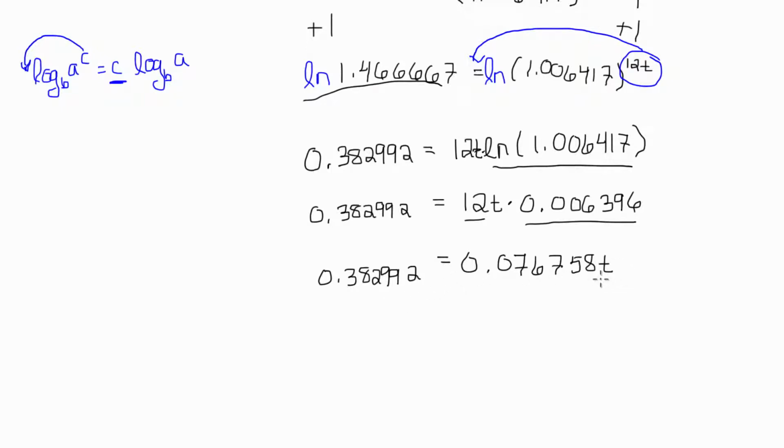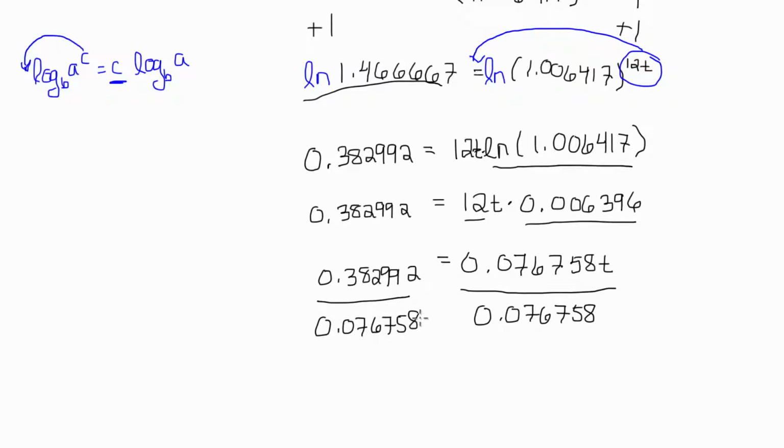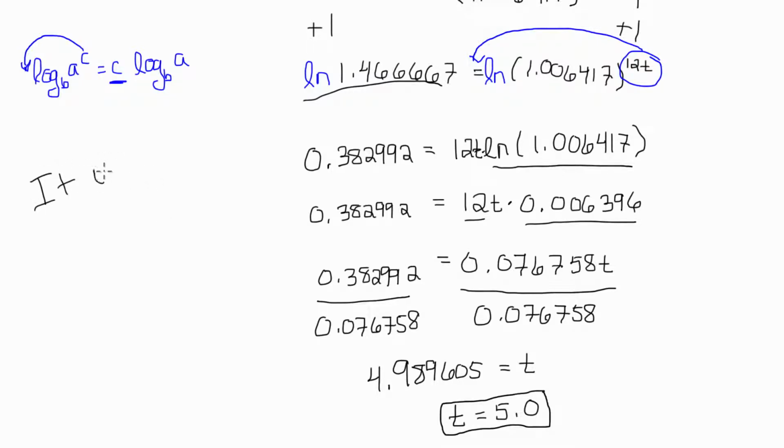This is awesome. I'm solving for t. This is just this number times t, so I can undo the multiplication by division. Divide both sides by 0.076758, and I end up with 4.989605, and that equals t. Because I said round to the nearest tenth, that's going to round to 5.0. So it will take you approximately 5 years to save the $40,000.